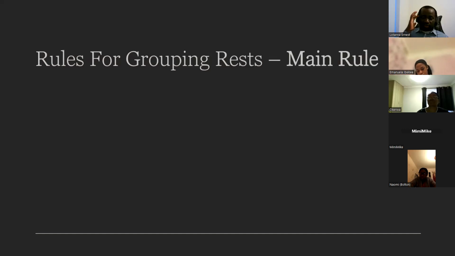Rules for grouping rests. Now I'll talk about it because, remember, music is not only about notes. It is musical notes and musical rests. Now, every beat should have its own rest in grouping. So if you are given an exam and they put notes and different rests and they ask you to regroup, when you are rewriting those notes, you have to be careful about how you group the rests too. So you're not only thinking about grouping the notes, you're also thinking about grouping the rests.